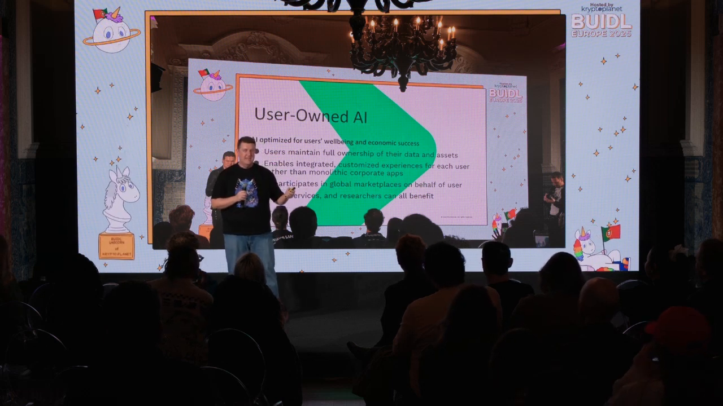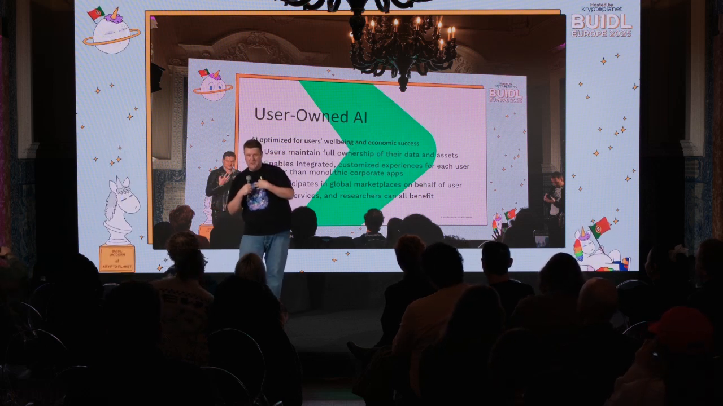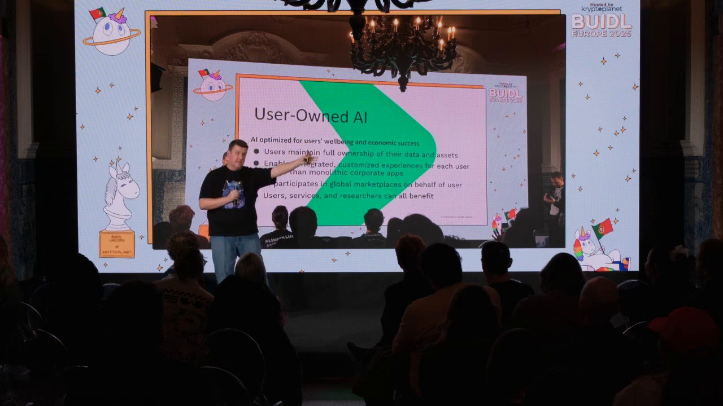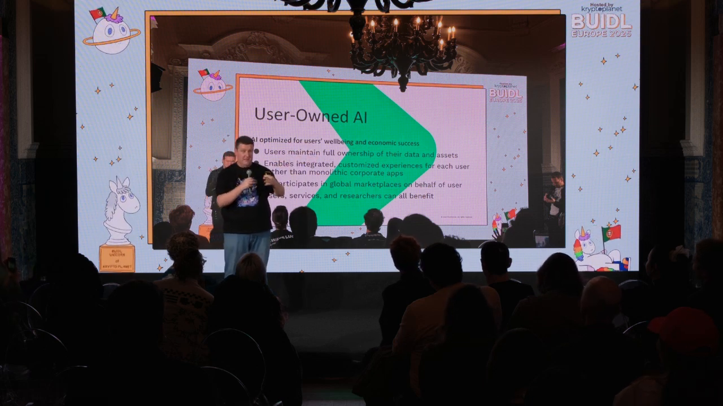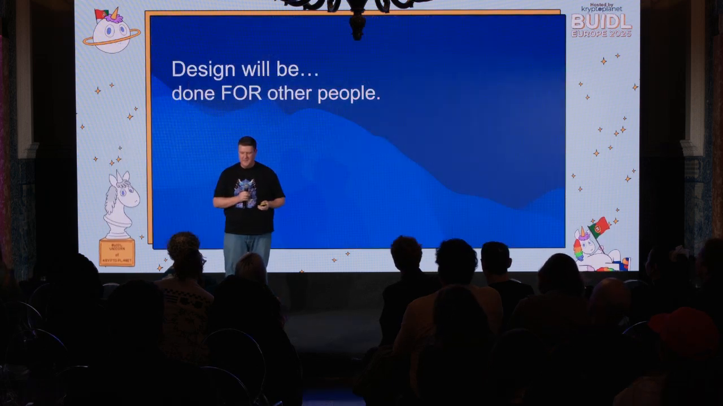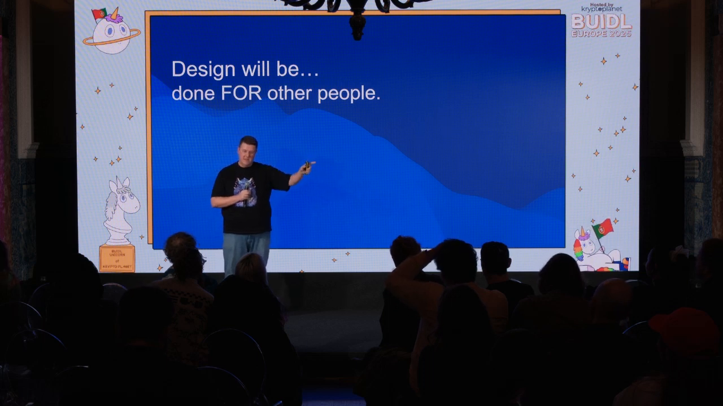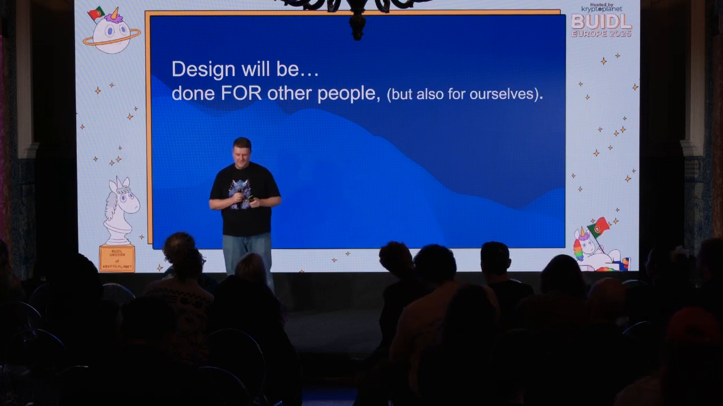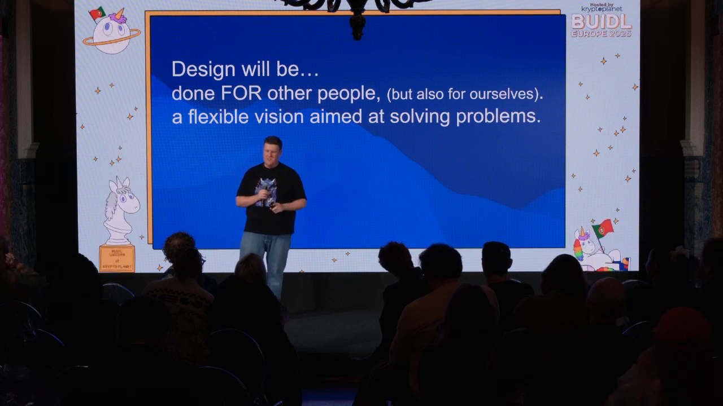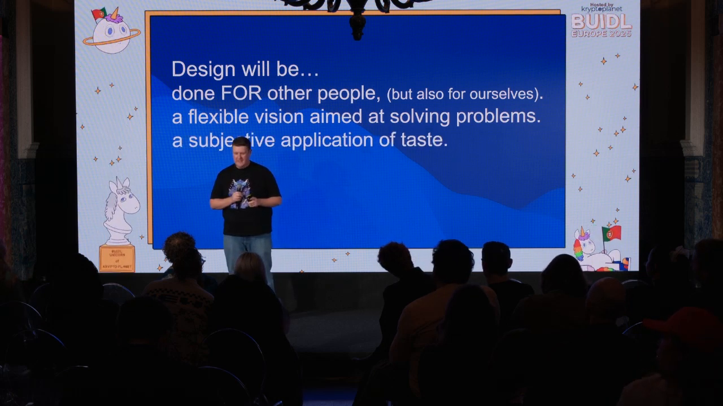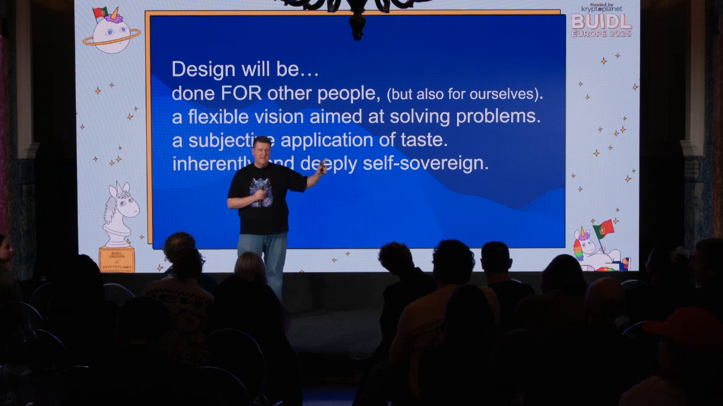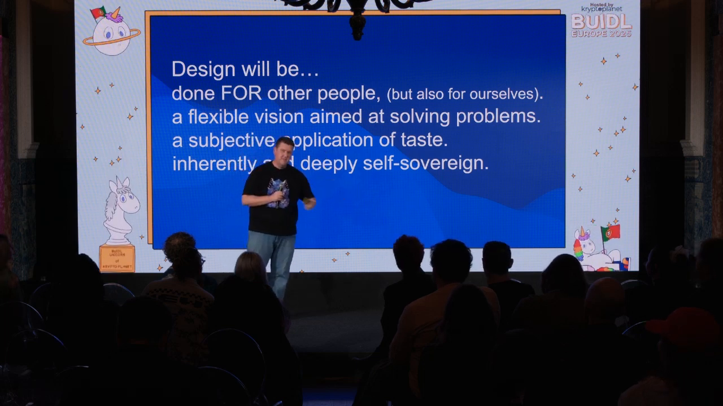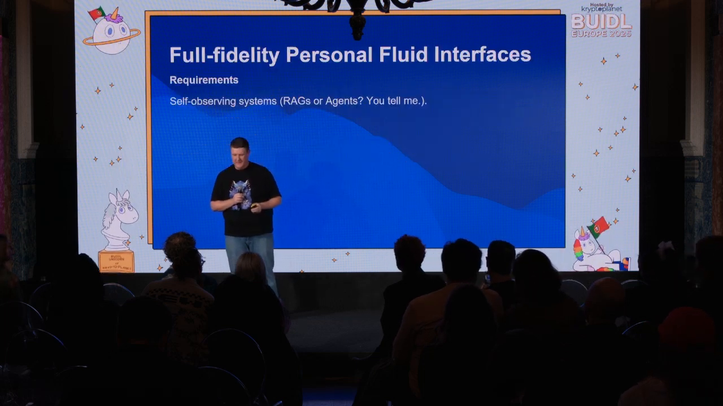So, I think it's really great to see somebody from a design perspective say this, and then to see somebody from quite a technical perspective say this, and we both have converged in the same space. So the way I see it is design will be done for other people, but also for ourselves. I think it's going to be a flexible vision aimed at solving problems. It is still a subjective application of taste, but it will be inherently and deeply self-sovereign. This is the impact of AI on design.